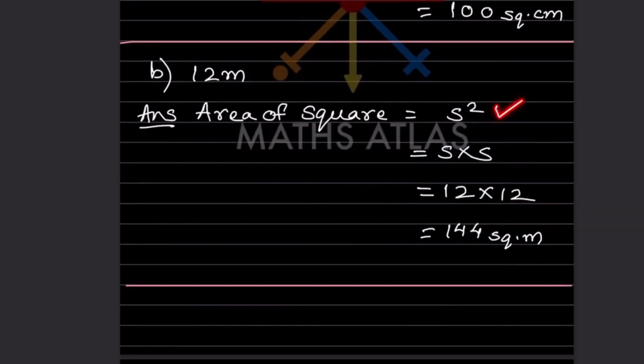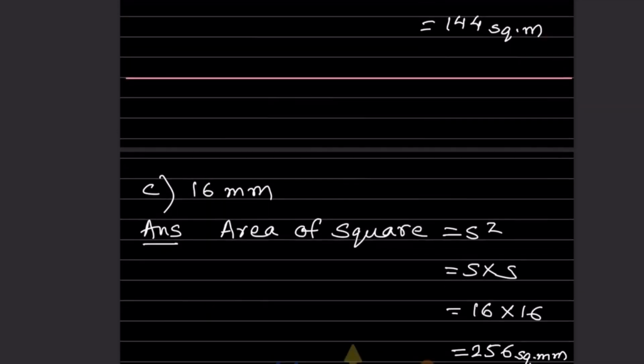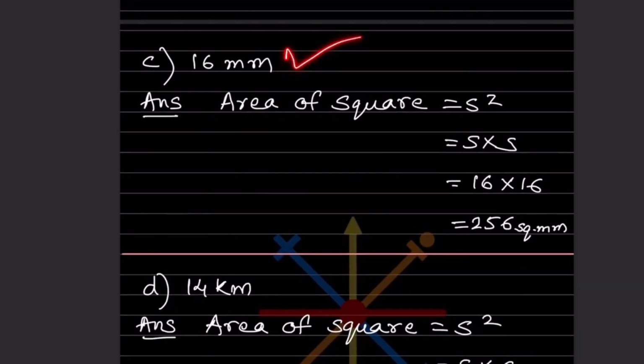Again the same, write the formula. 12 into 12 is 144 square meter. Again for this one, the side is given as 16. The formula is important. If you know the formula, this is going to be very easy. So what are you going to do now?